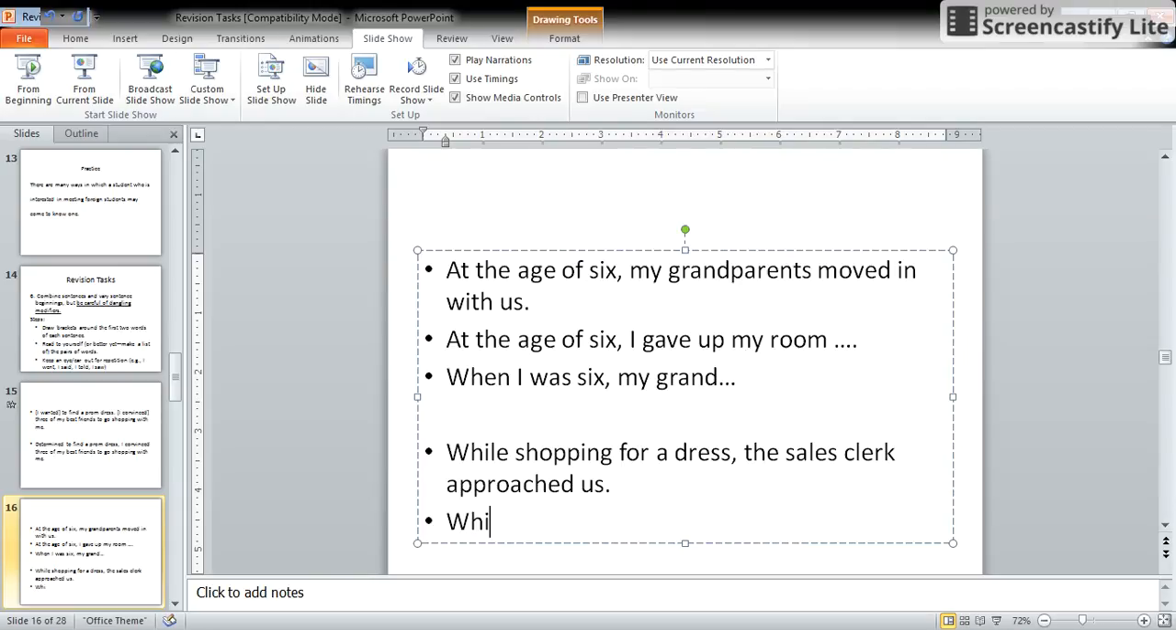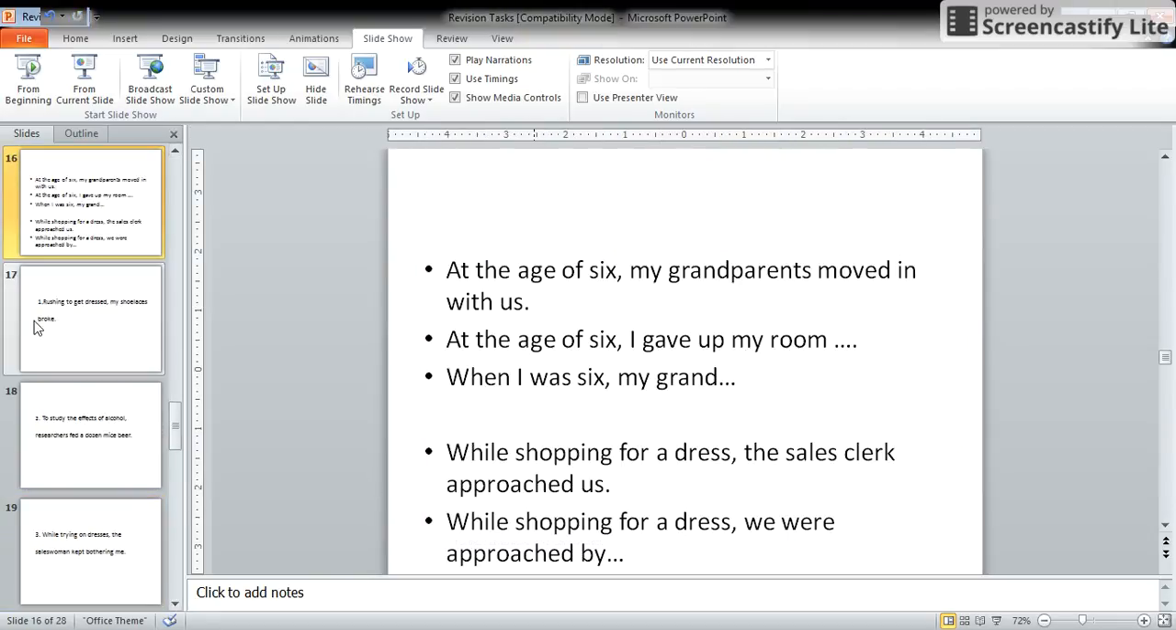So you could say, "Shopping for a dress." Again, regardless of how the sentence ends, it has to be "we." You could say, "We were approached by," blah, blah, blah, or something like that. Or you could say, "While we were shopping for a dress, the sales clerk approached us." So that's a dangling modifier. That's what you need to be aware of as you try to shuffle and combine sentences. You just need to be careful that you're combining them without having any confusion.